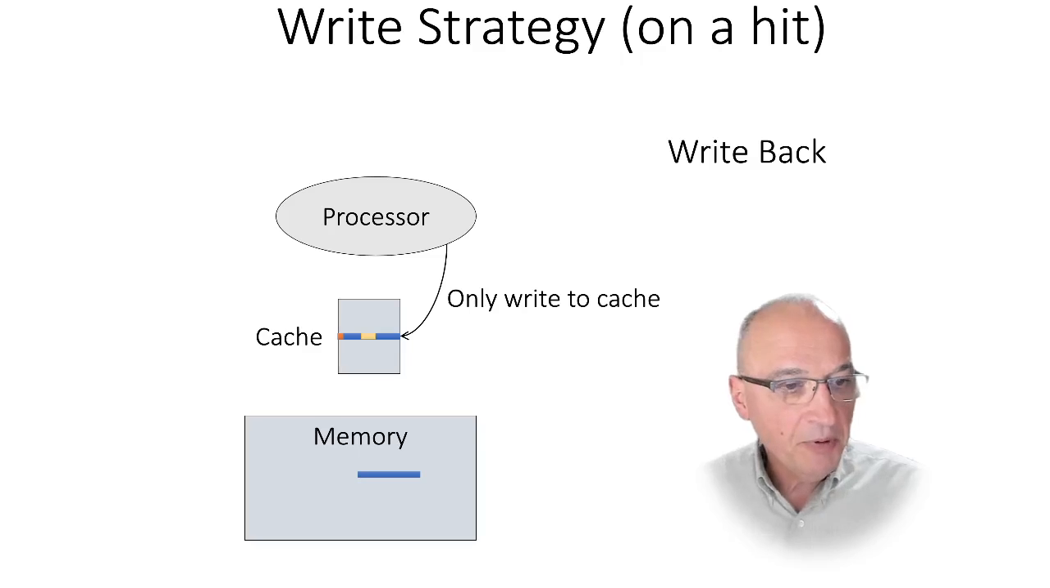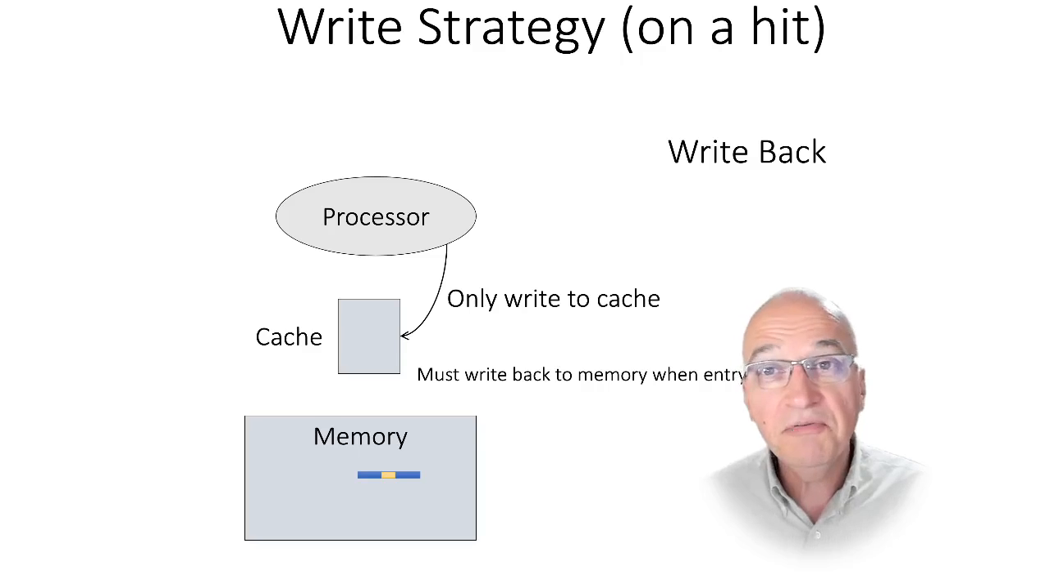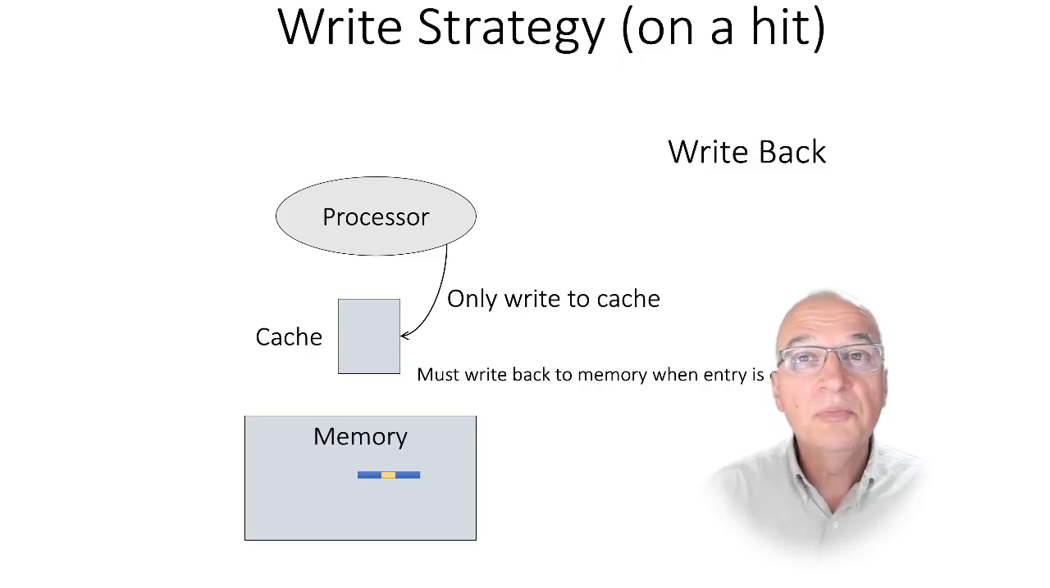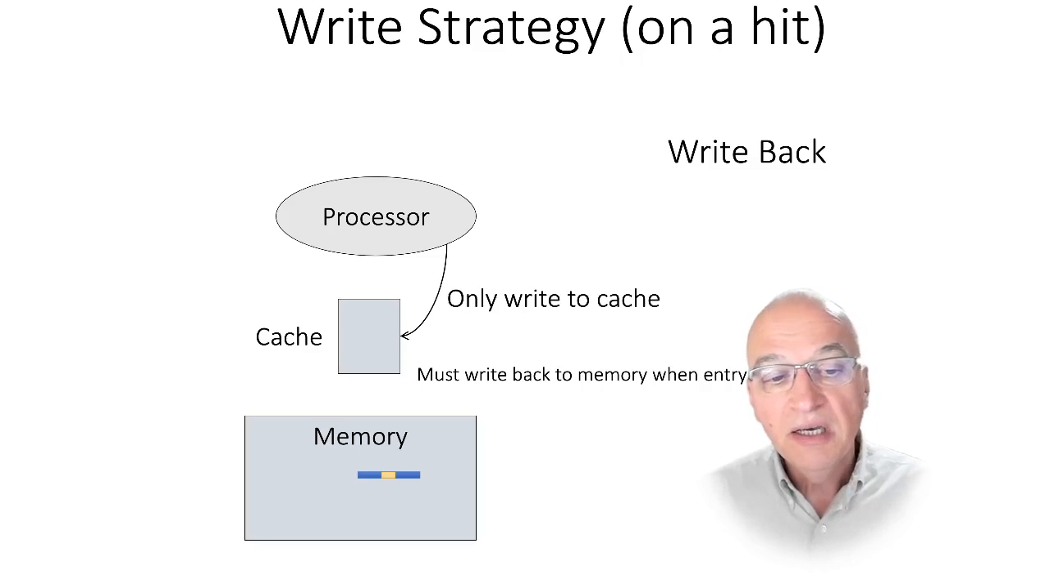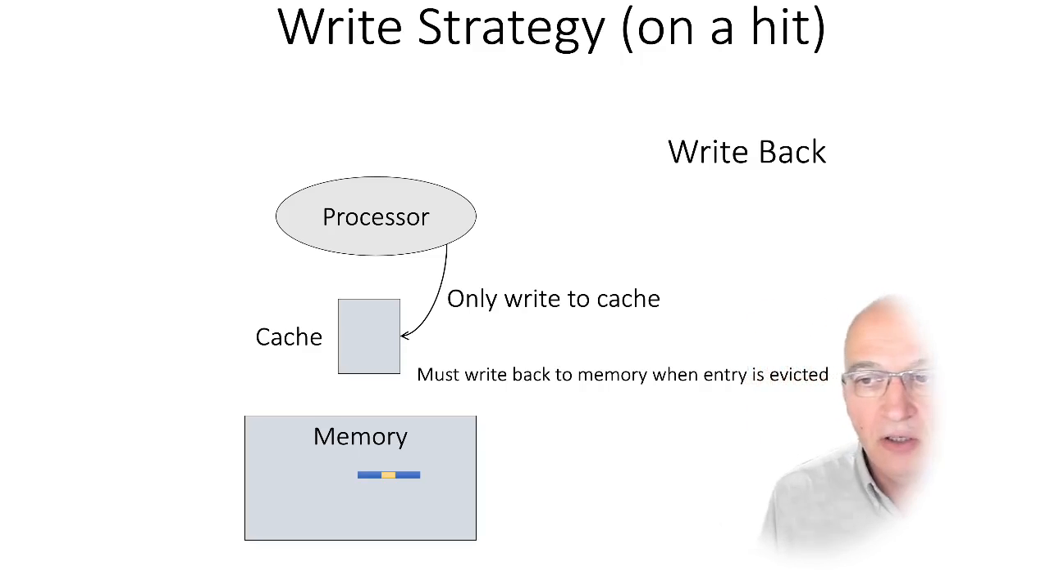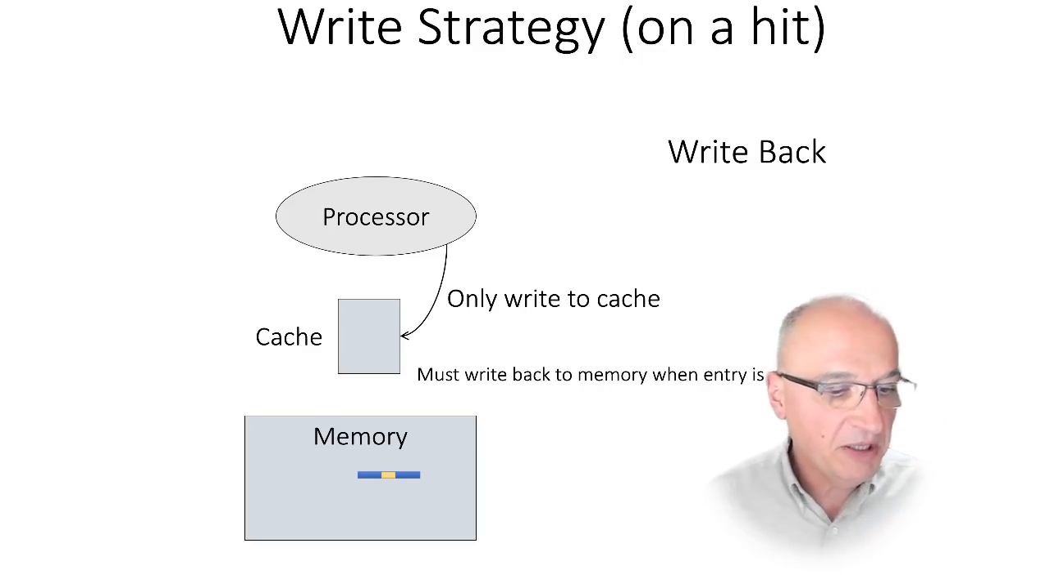So in the write back policy, what's going to happen is that at some point there will be an eviction of that block from the cache. I'm going to be replacing that block to make room for another block. At that point, I must write back to the memory when the entry is evicted. And that is why the policy is called a write back policy. So this is the write back policy.